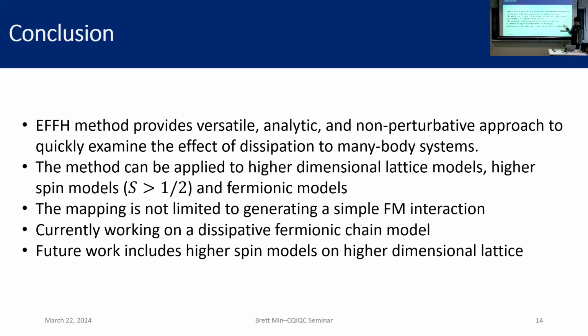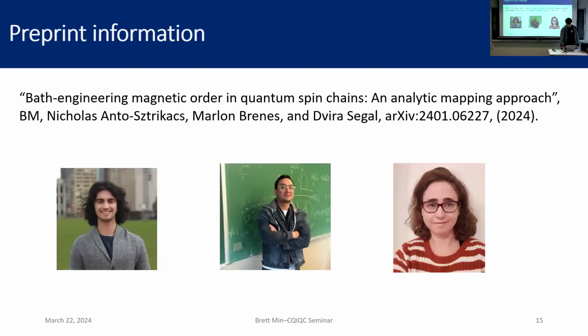And for the models that I introduced today, it generated only bath-induced ferromagnetic interaction. But by carefully choosing how your system couples to the bath, you can generate more complicated interactions that are not simple ferromagnetic interaction. And I'm currently working on the fermionic chain model that is dissipatively coupled to its bath using this method. And future work includes higher spin models, so spins larger than half, on a higher dimensional lattice. So that's the future work that I would like to investigate.